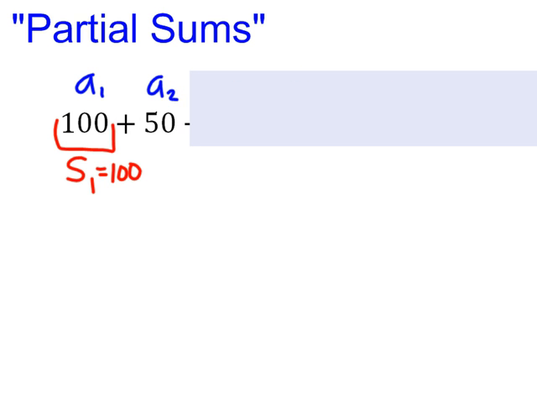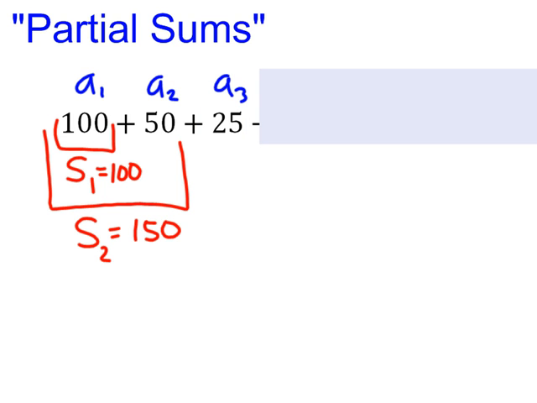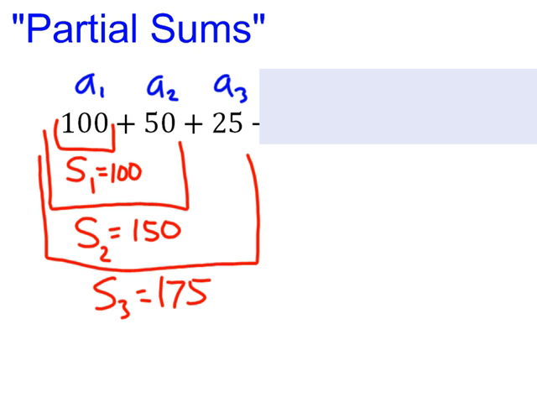We might start by just adding up the first one term and saying, okay, the first partial sum is 100 if I add up the first one term. Now, if you're not seeing where I'm going with this, just hang on. I think you'll get it here shortly enough. If I say, what happens if I add up the first two terms, a sub 1 plus a sub 2, that would give me my second partial sum, s sub 2, which is 150. If I add up a sub 1 plus a sub 2 plus a sub 3, my third partial sum is 175.